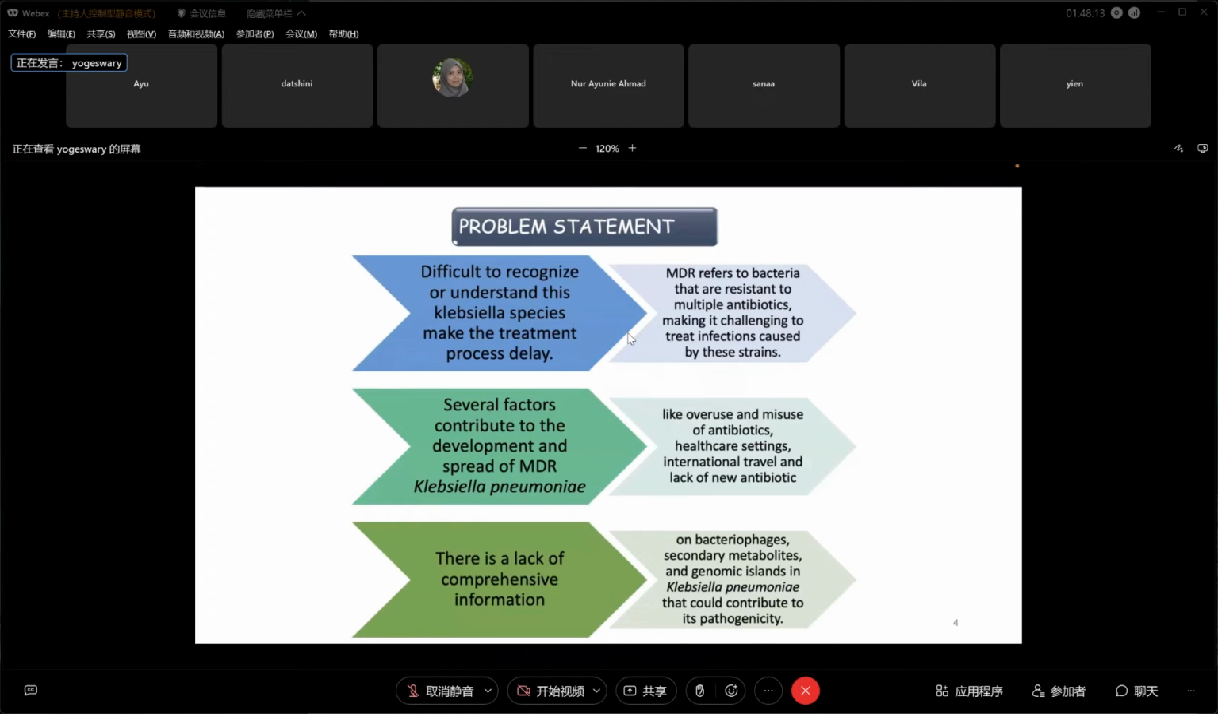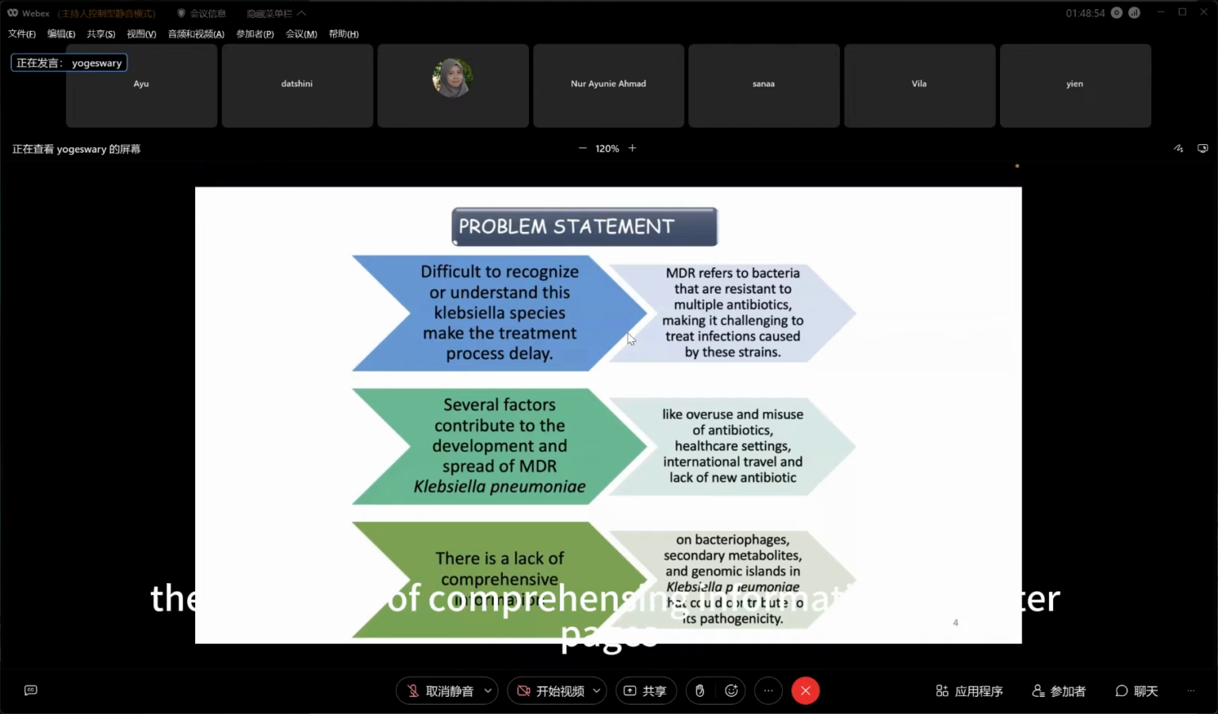Okay. Problem statement: it is difficult to recognize or understand Klebsiella species, which delays the treatment process. Most of the Klebsiella bacteria identified currently are multi-drug resistant, which makes it challenging to treat the infections caused by these strains. Several factors contribute to the development and spread of multi-drug resistant Klebsiella pneumoniae, like overuse and misuse of antibiotics, healthcare settings, international travel, and lack of new antibiotics.